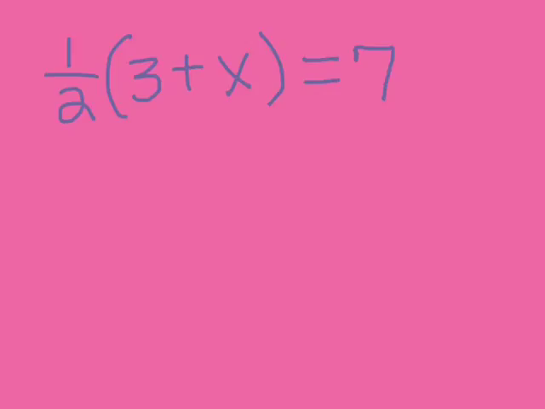Here's one with a fraction. So 1/2 times the quantity 3 plus x equals 7. So how do I undo that times a half? I divide both sides by a half. But you might remember that dividing by a half is the same as multiplying by 2.